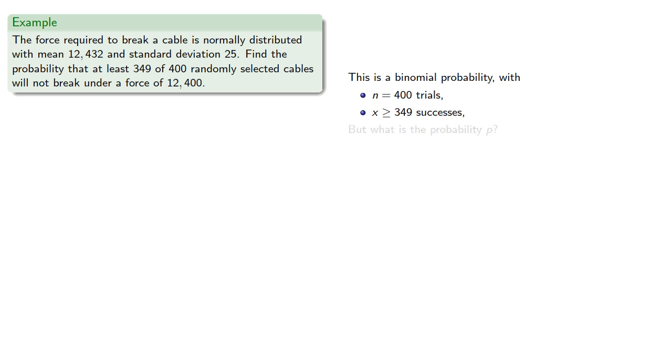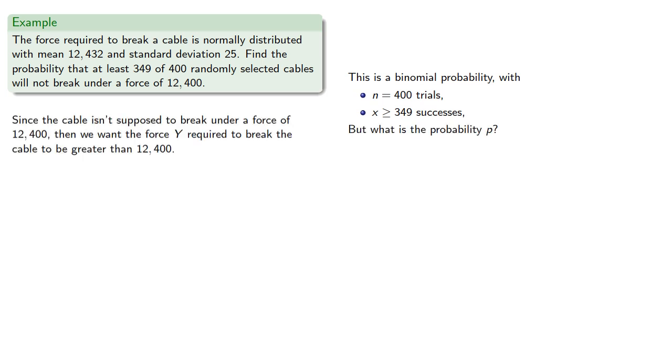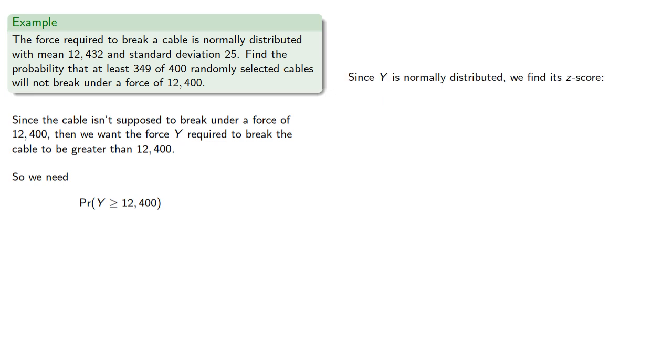But what's the success probability p? Since the cable isn't supposed to break under a force of 12,400, then we want the force y required to break the cable to be greater than 12,400. But the force required to break a cable is normally distributed, and so we need that probability. Since y is normally distributed, we can find its z-score. And then compute the probability.